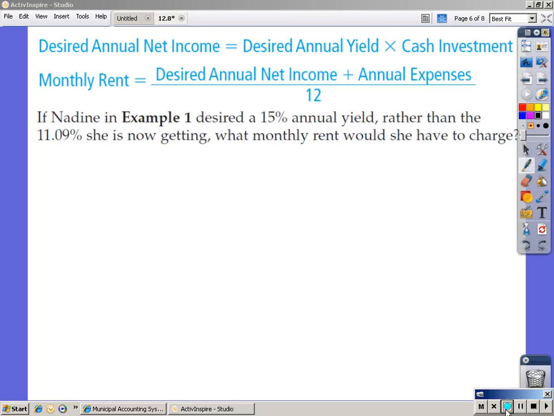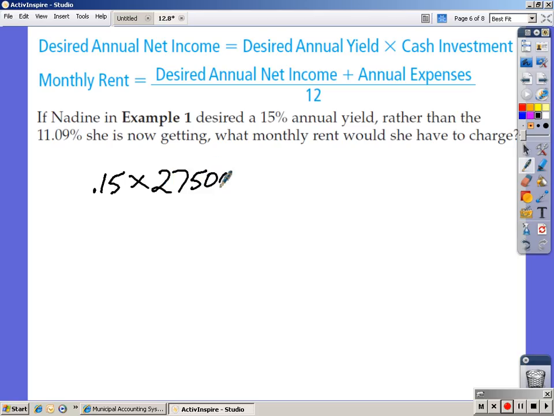If Nadine in example 1 desired a 15% annual yield rather than the 11.09% she's getting now, what monthly rent would she have to charge? Okay, so we need to first come up with our desired annual net income. Now if our desired annual yield is 15%, we're going to put this in decimal form, 0.15 times my cash investment. Look back at example 1. My cash investment on example 1 was $27,500.